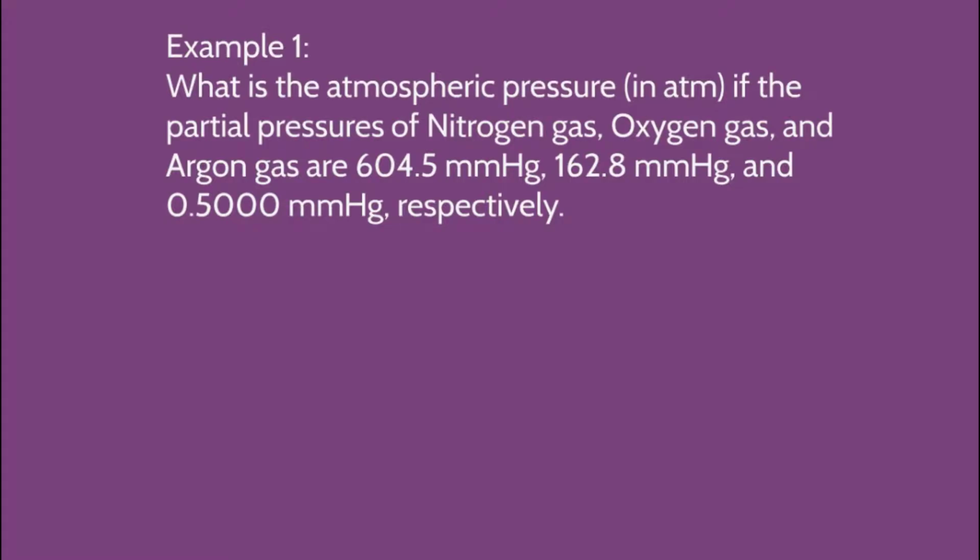So you've got two things to do here. First, they have to be in ATM. And second, you just need to add them together. But the easiest way to do this one is to add these all together first. Are they all the same unit? Yeah. That means they can all be added together. So go ahead and add them up.